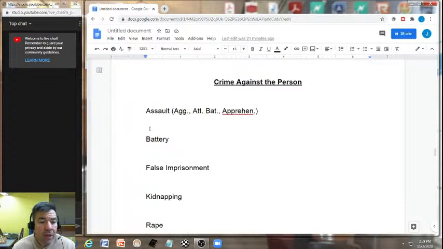Now, battery is an action by the defendant that causes a harmful or offensive contact with the victim's person. Or said a little bit differently, it would be an unjustified harmful or offensive contact with the victim's person.